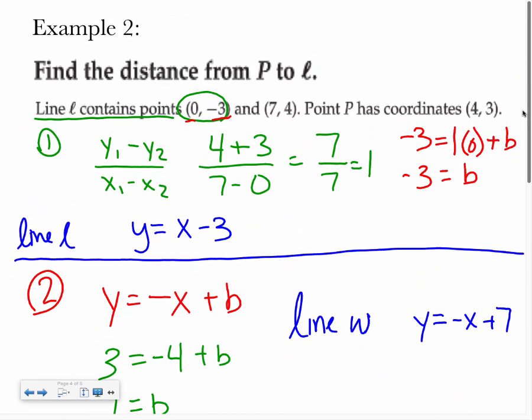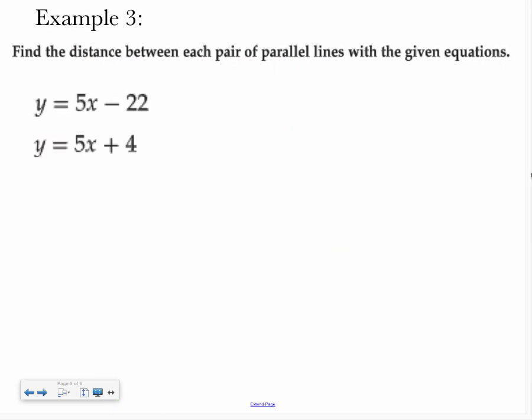So that's a lot of steps, but hopefully you took good notes while you did this. And we are going to do another problem that is kind of similar to this. Okay, so let's take a look at example 3. Find the distance between each pair of parallel lines with the given equations. So here we have two lines that are parallel, and we want to find out how far it is from this line to this line. As we've mentioned before, the shortest distance is to take a line that is perpendicular to the line.